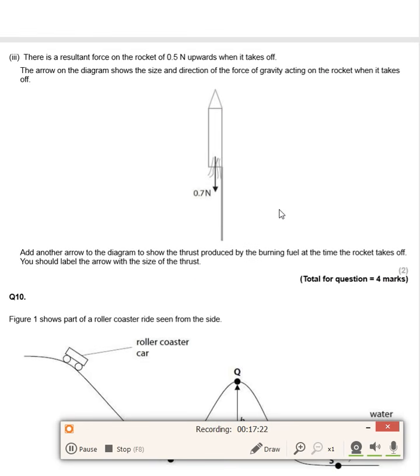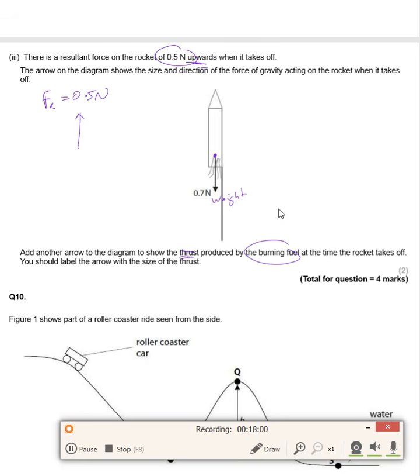Now, the resultant force is this one. So therefore, there's an upward force here. I call this F. Our resultant is 0.5. Now, the arrow shows the force of gravity. So this is the weight, and the thrust produced by the engine is going to be up. So therefore, it's going to be up. Now, we know that it is moving upwards.